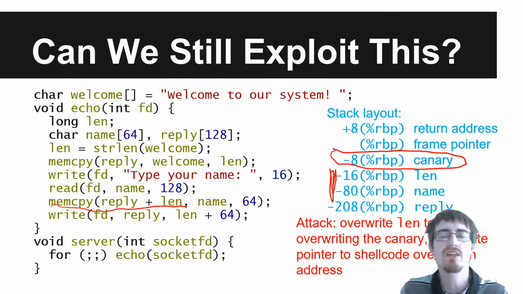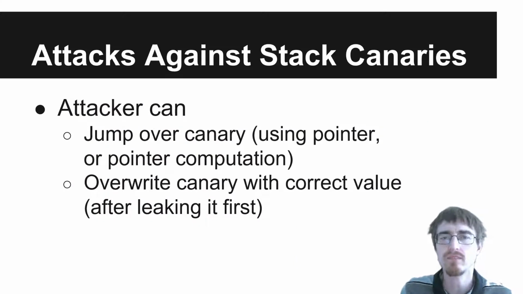Okay, so this is a common way to get away with exploiting stack canaries. You jump over the canary by modifying some index or some pointer. Now, there are basically two attacks. The one is jumping over the canary, as I mentioned, so you can use a pointer that you corrupt or some computation of a pointer using an index.